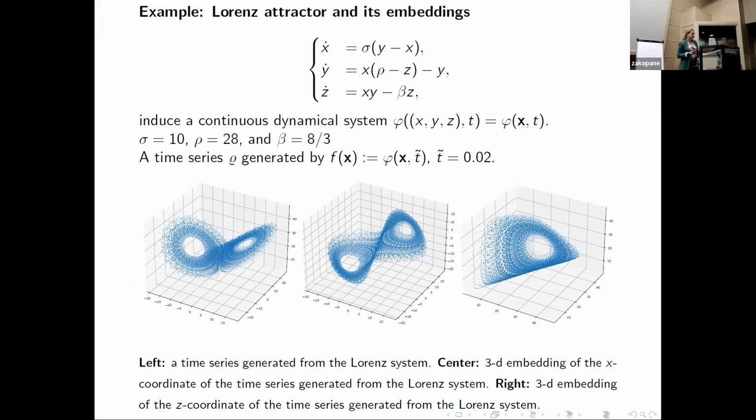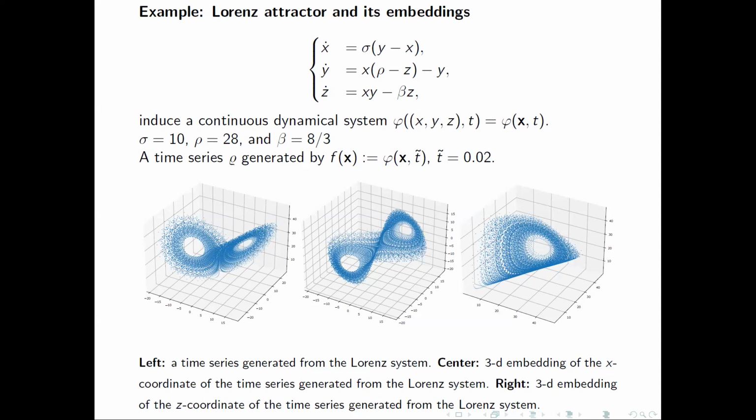The example that we are all familiar with is the Lorenz system, which is a three-dimensional continuous dynamical system, and for some choice of parameters, it produces the well-known Lorenz attractor in the shape of a butterfly.